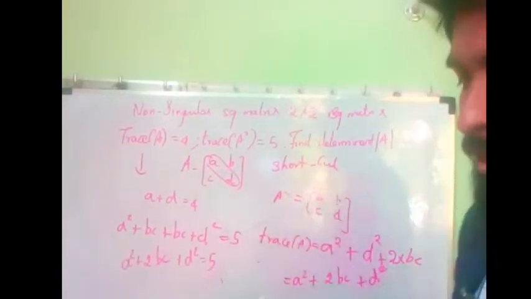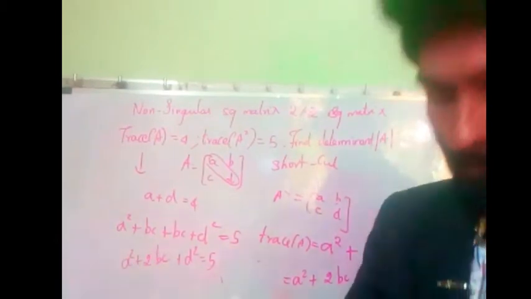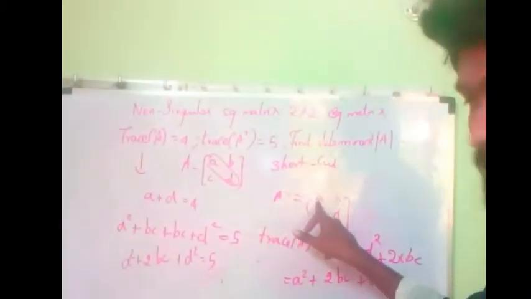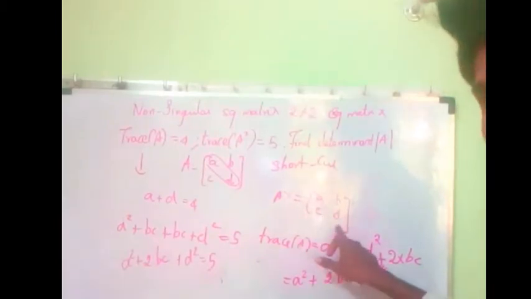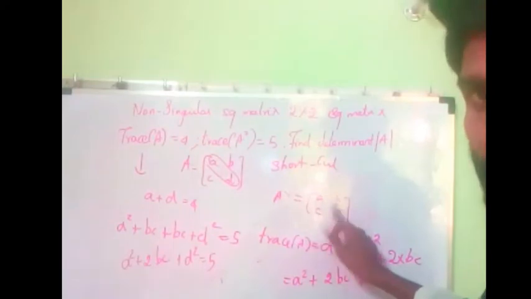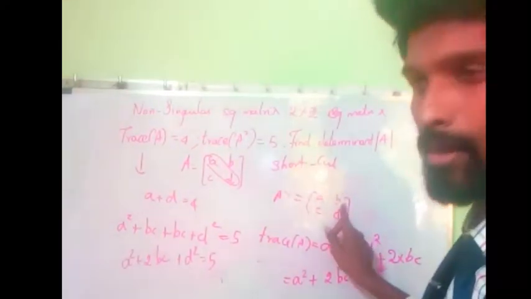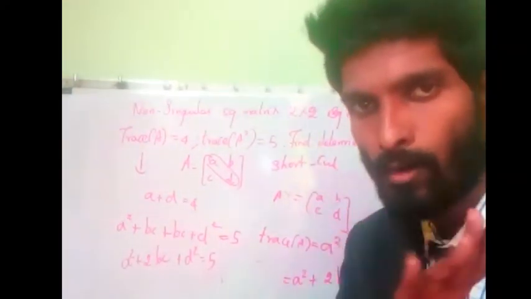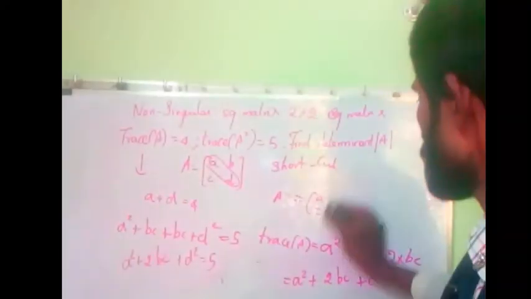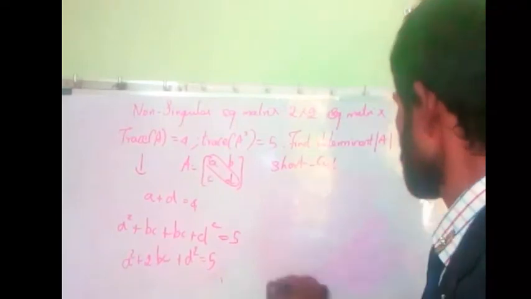Don't multiply in the simple way. Previously we multiplied, but the shortcut is: please don't multiply. Square the first diagonal element, plus square the last diagonal element, and then plus twice the remaining elements other than the diagonal. This is only for a 2 cross 2 matrix, not for any matrix. Only for a 2 cross 2 matrix shortcut. Now I just rub this out. We don't have any problem.